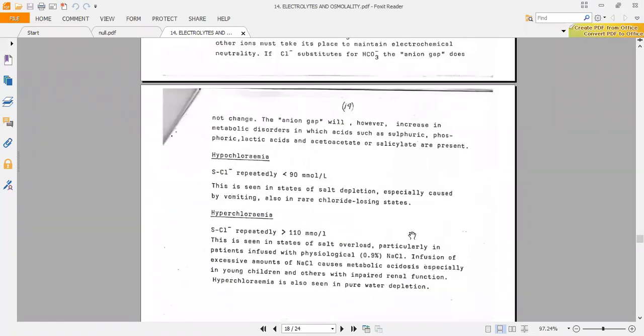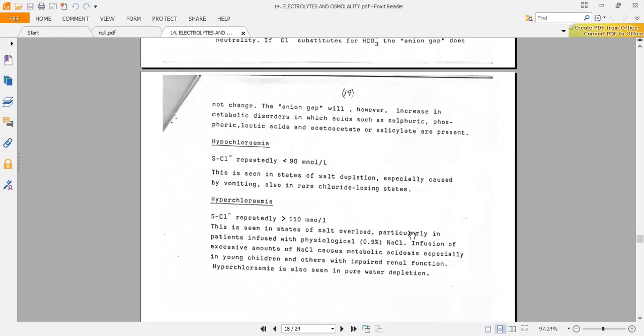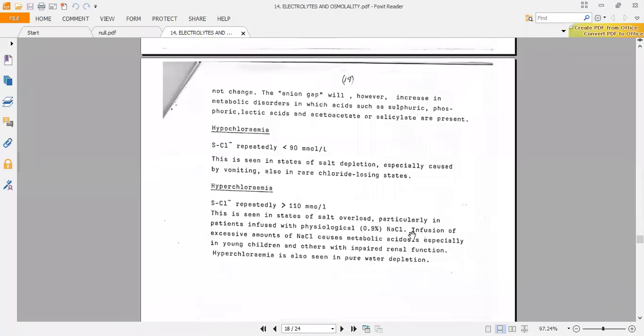Good. So I'm not really going to talk about the chlorides, because it's not anything much. Hypochloremia is usually seen in vomiting. If you vomit a lot, you lose a lot of chloride, because anytime someone vomits, the person is vomiting HCl, which is produced in the stomach. So if you vomit, you are losing both acid and chloride. That's one concept that you should have.